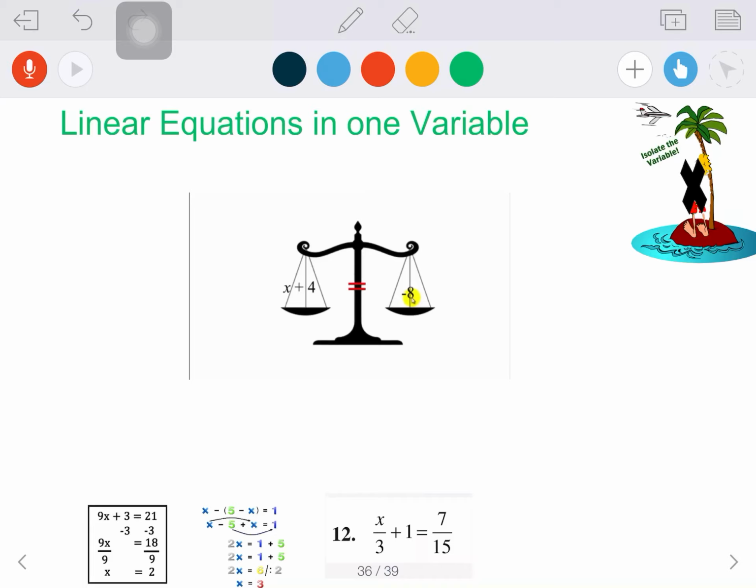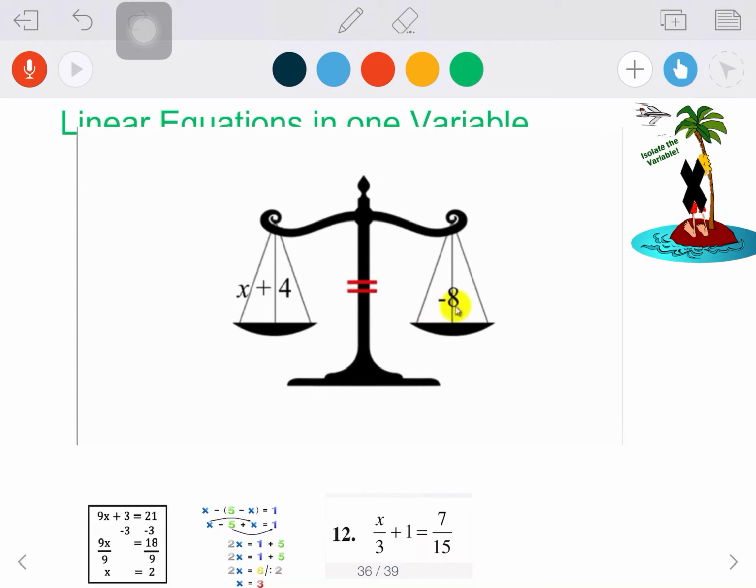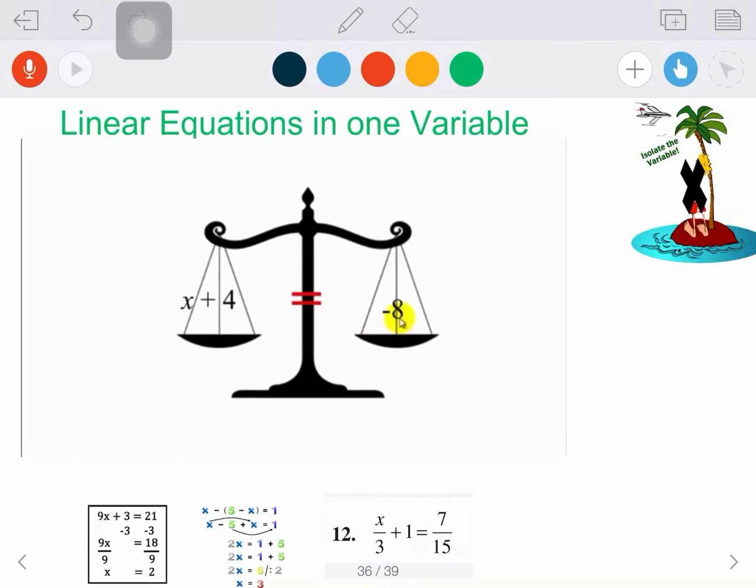So, to represent a linear equation, we look at it as a weighing scale, which has two sides, the left side and the right side. The objective when we solve a linear equation is to make sure that both sides of our weighing scale are practically the same or equal. So in this case, for example, if you're going to weigh x plus 4 on the left side, which equals negative 8 on the other side, what would be the value of x?